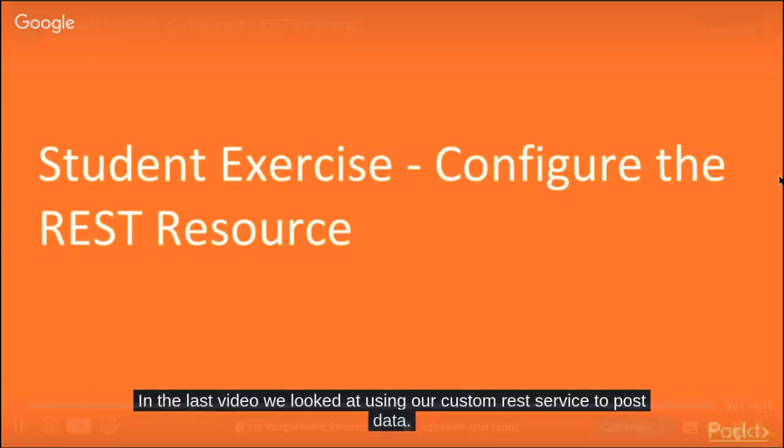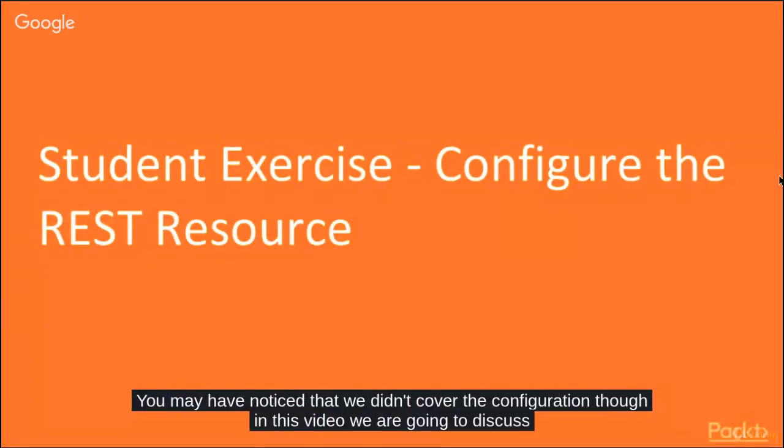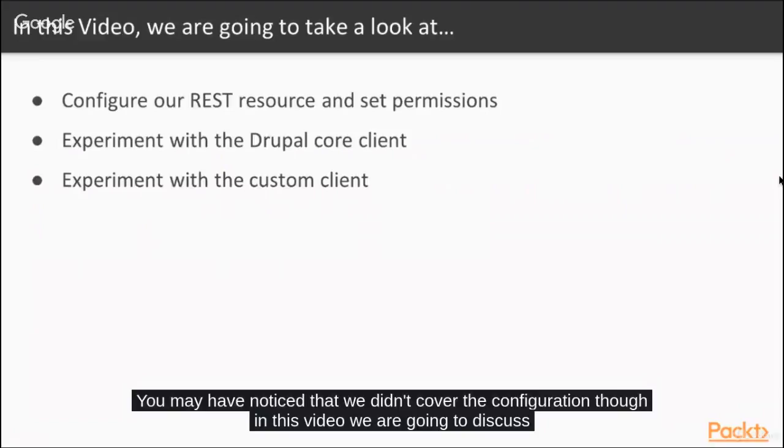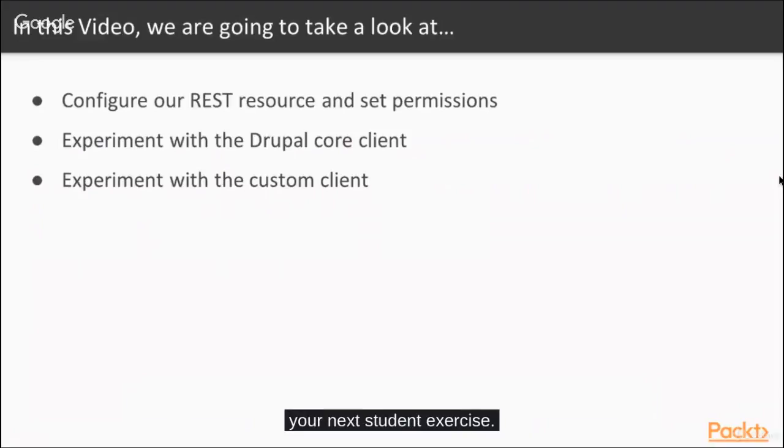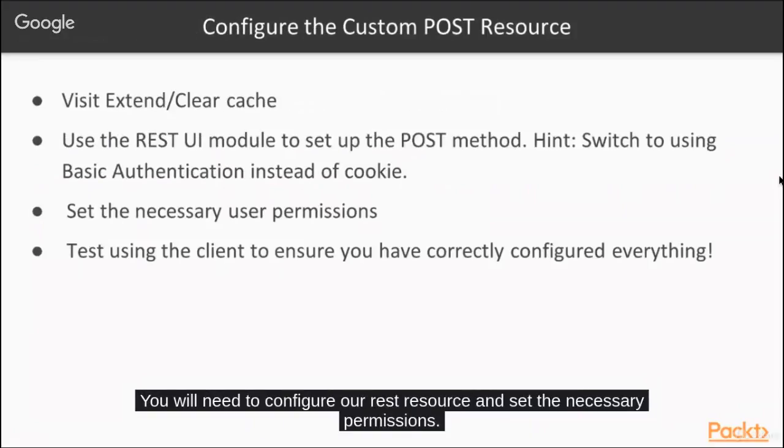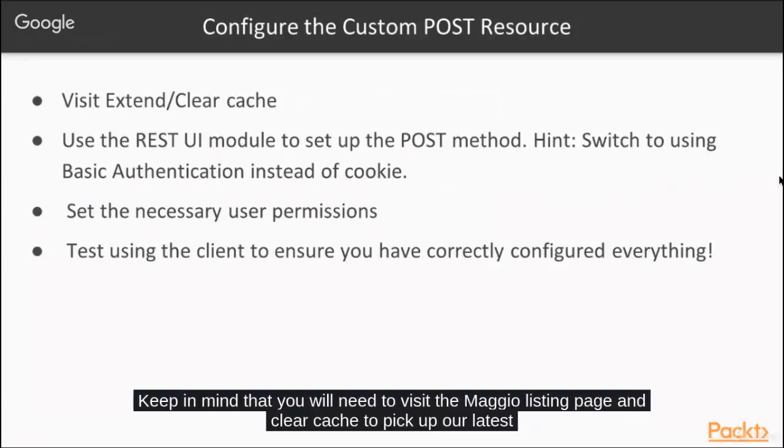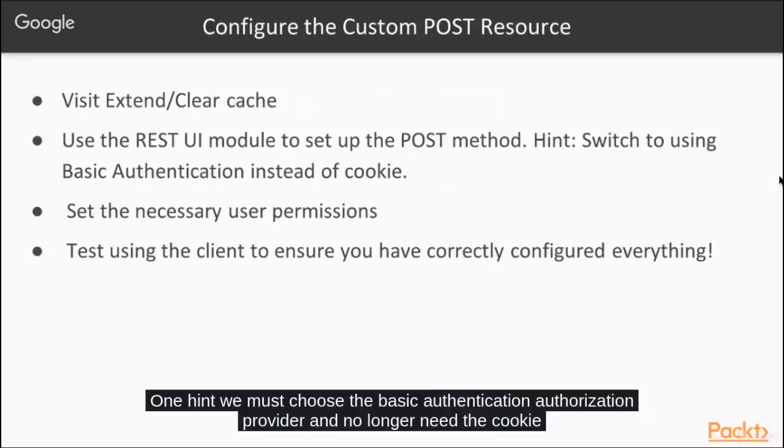In the last video, we looked at using our custom REST service to post data. You may have noticed that we didn't cover the configuration though. In this video, we are going to discuss your next student exercise. You will need to configure our REST resource and set the necessary permissions. Keep in mind that you will need to visit the module listing page and clear cache to pick up our latest code changes. One hint, we must choose the basic authentication authorization provider and no longer need the cookie authentication.